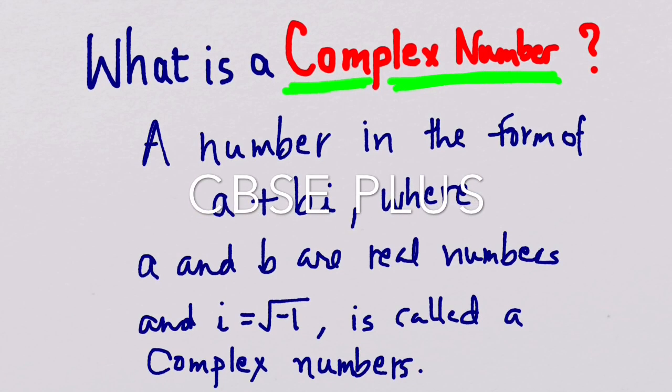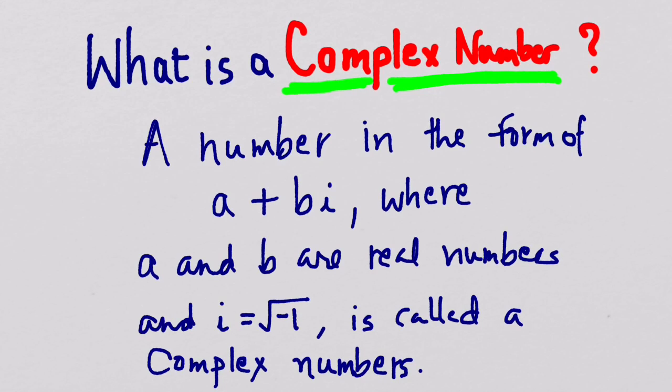Hi, in this video we'll learn about complex numbers, the basic definition. So let's start with the definition. A number in the form a plus bi or b iota, where a and b are real numbers and iota is equal to under root of -1, is called a complex number.